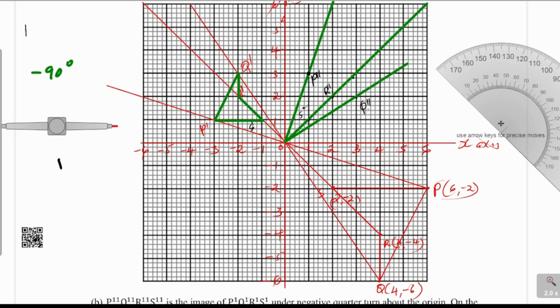We can join the points. So P1 to Q1. Then Q1 to R1 is there. Then from R1 to S1 is there. Then you join now these on this point. So there we have the quadrilateral and the rotation of negative quarter turn about the origin.